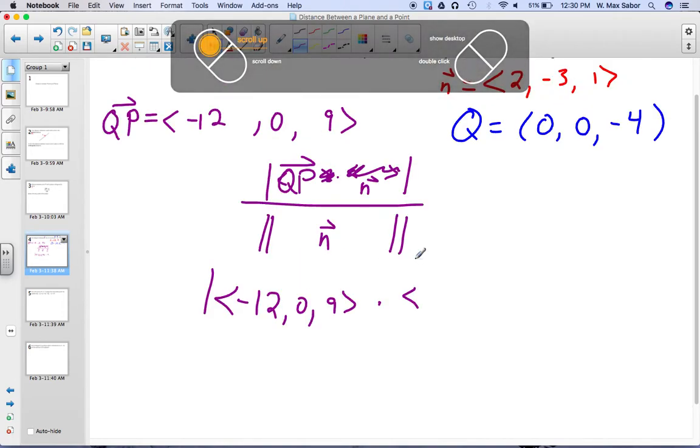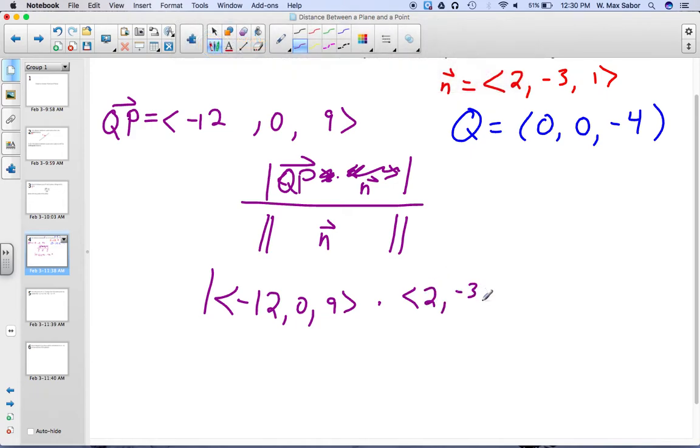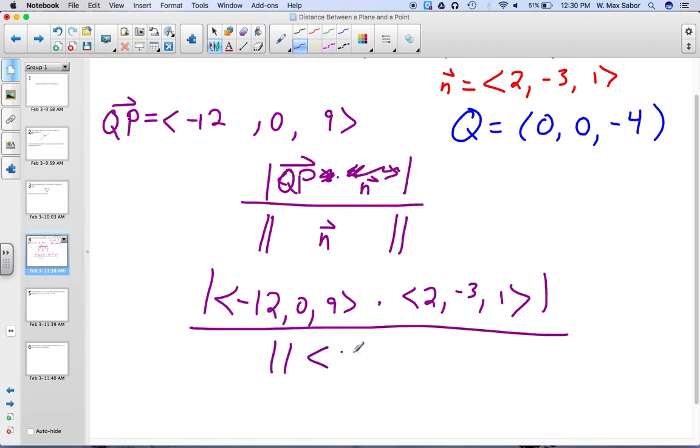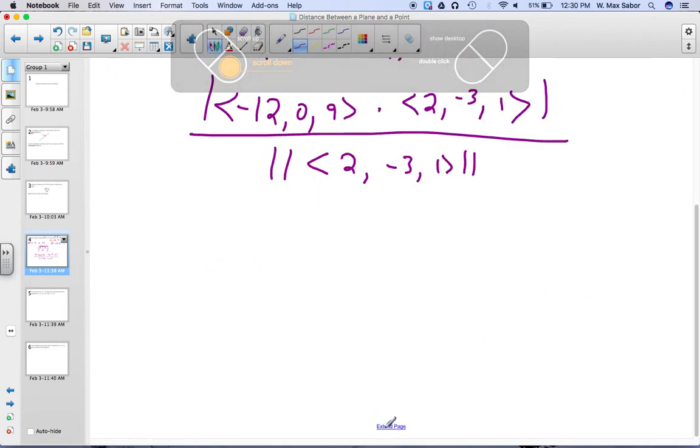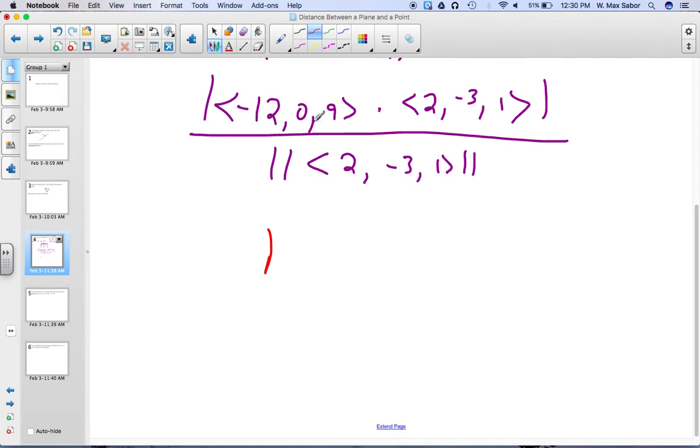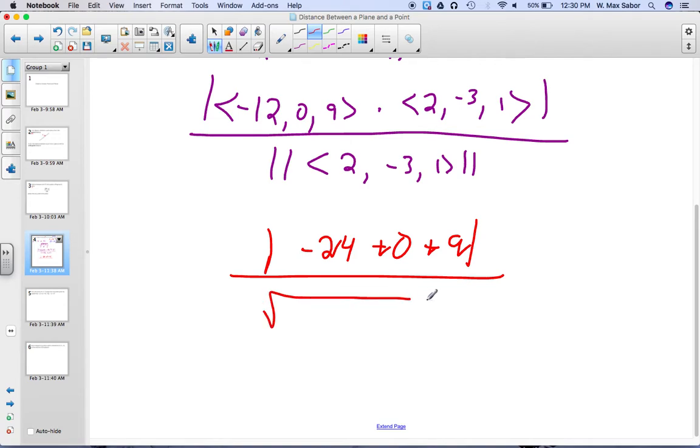Dot that with, what was the vector? 2, -3, 1. All over the magnitude of 2, -3, 1. Now, in order to dot these, we do -12 times 2 is -24. 0 times -3 is 0. 9 times 1 is 9. And in the denominator, we're taking the square root of 2 squared, 3 squared.